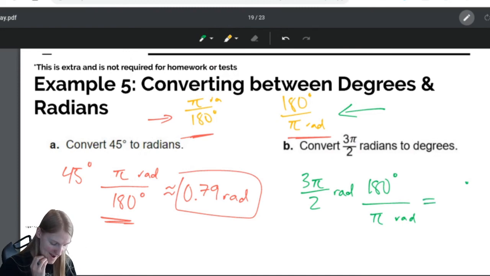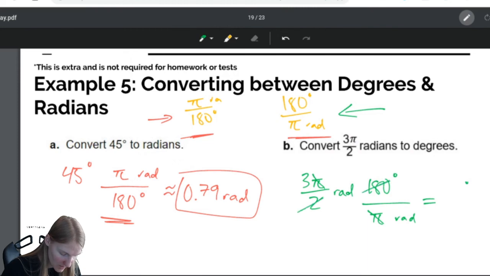So, before I go plugging this into my calculator, I can make things easy on myself. Look, the pi's already cancel out. And I don't have the pi's anymore. And I can divide the 2 by the 180 and just have 90 up here. And look at that. Now all I have to do is 90 times 3, which is 270 degrees.